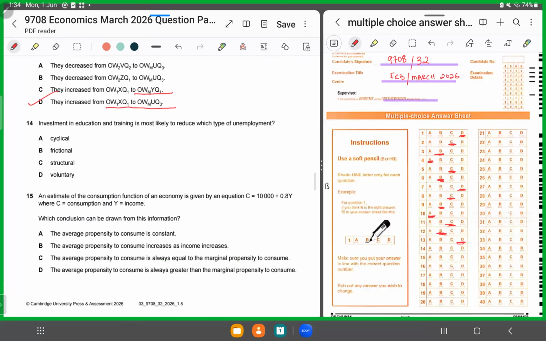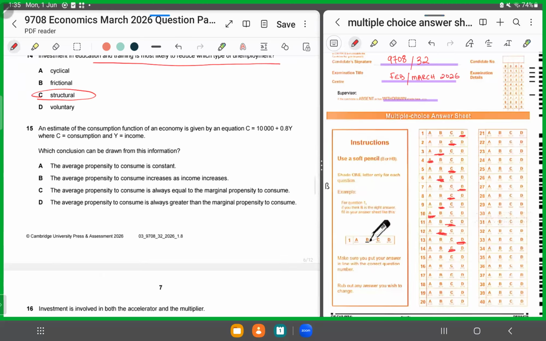Moving forward. 14. Investment in education and training is likely to reduce which type of unemployment. So when you are investing in training, when you are investing in skills, you are improving the skill set of the employee. So that means you are targeting structural unemployment when employees were redundant because they had a skill set that was no longer demanded. That is why they were redundant. The technology was obsolete. The skills were no longer required. So for 14, we'll shade in C as the correct answer.